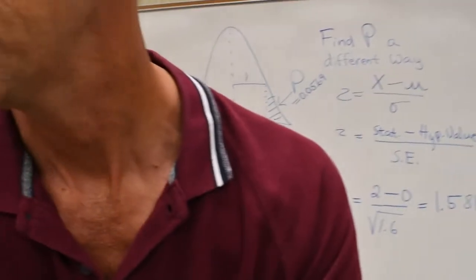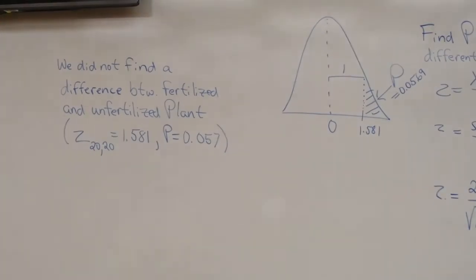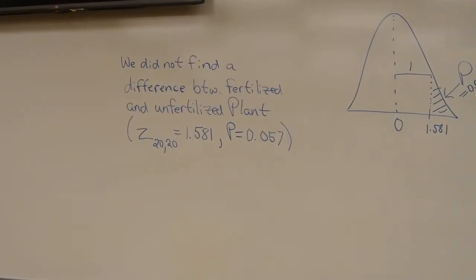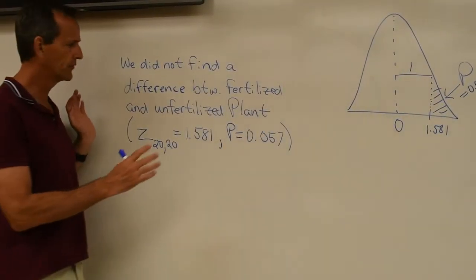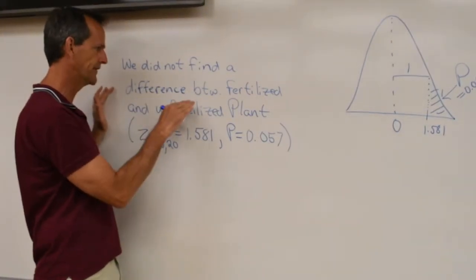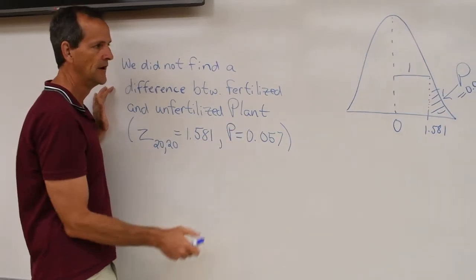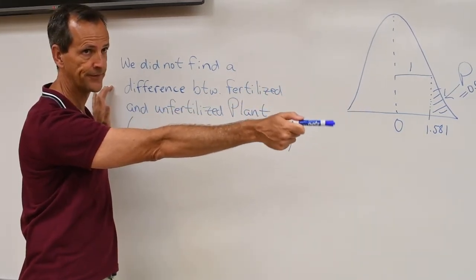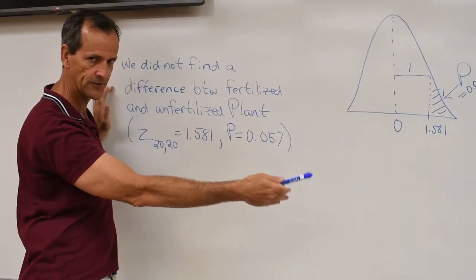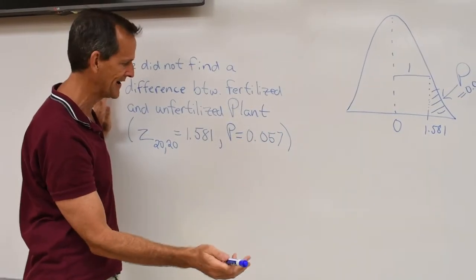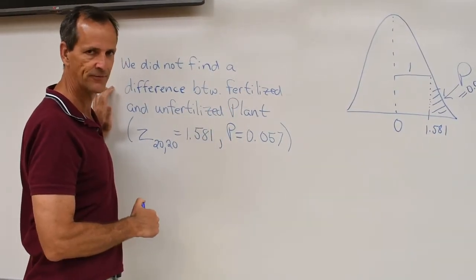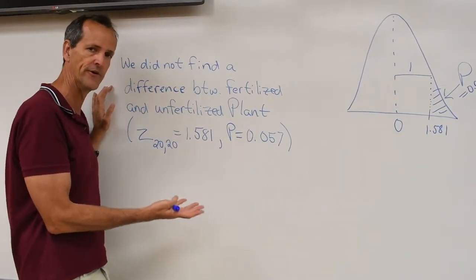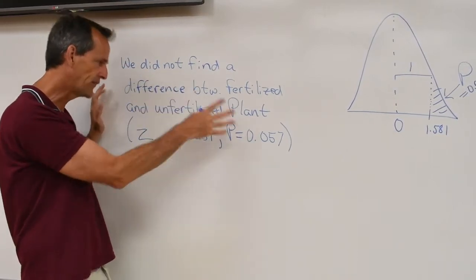All right. So we're going to come down here. Last time we wrote a sentence like this. We did not find a difference between the fertilized and unfertilized plants. Remember, for a two-tailed test, we would be comparing that probability to 0.025, right? If it's a one-tailed test, you'd be comparing that probability to 0.05, all right? So we failed to reject the null hypothesis. You don't want to say that because it sounds like jargon and people don't know what you're talking about. Instead, this is what you would say. We failed to find a difference.